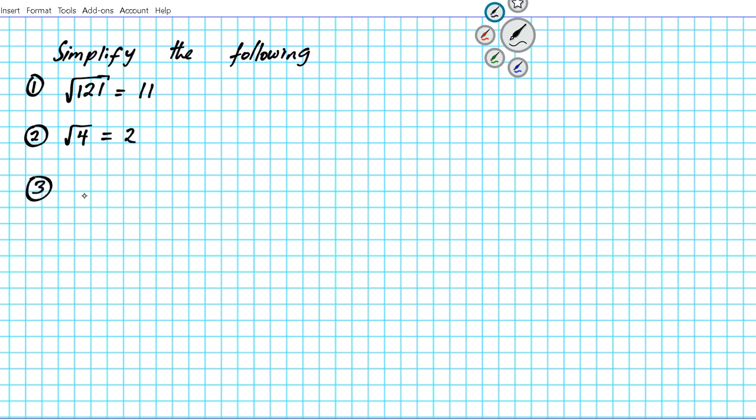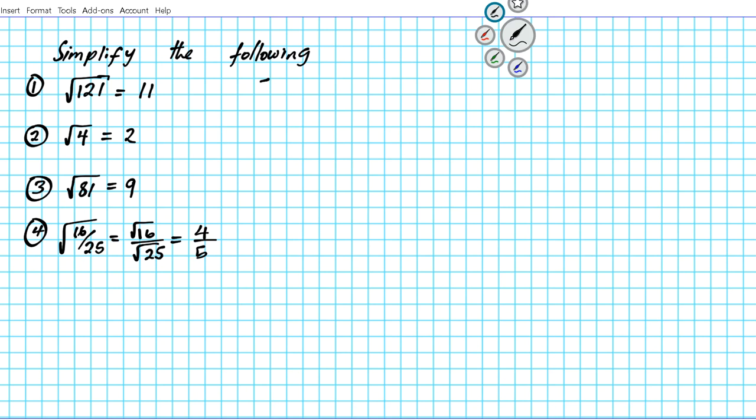Number 3, what's the square root of 81? Well, the square root of 81 is 9, since 9 squared is 81. Number 4, let's look at a fraction situation this time. 16 over 25. So that's just simply the square root of the top divided by the square root of the bottom. So the square root of 16 is 4, and the square root of 25 is 5.